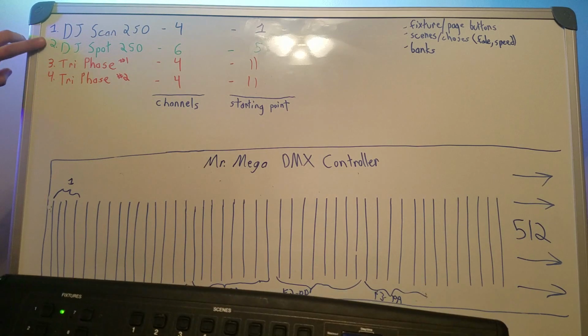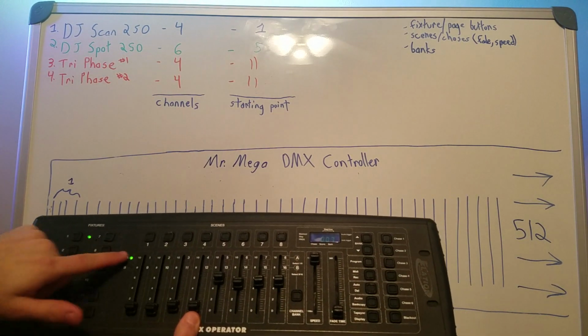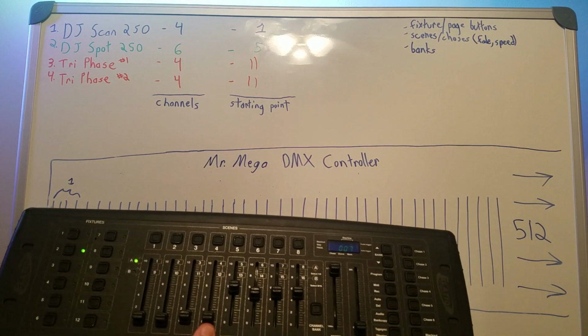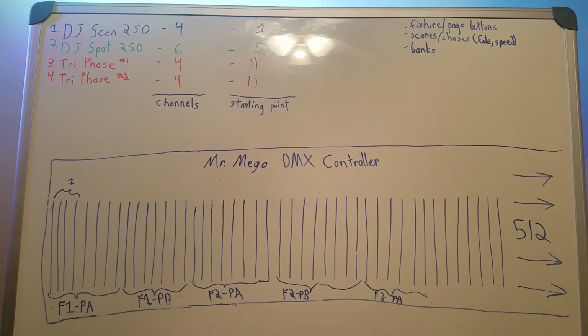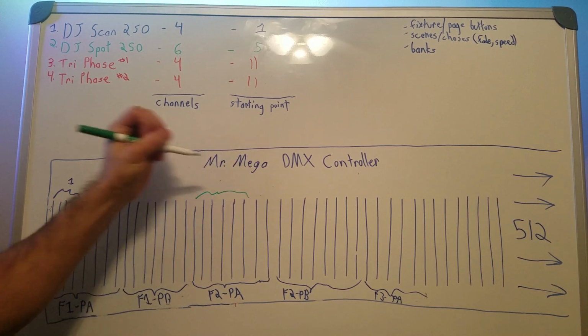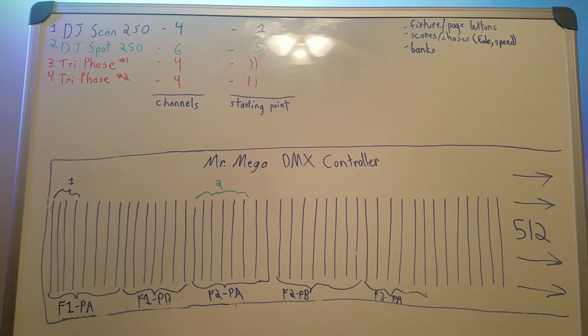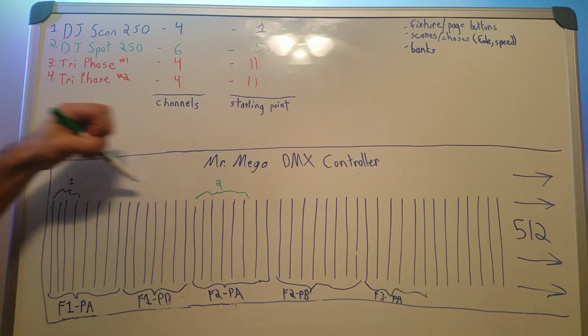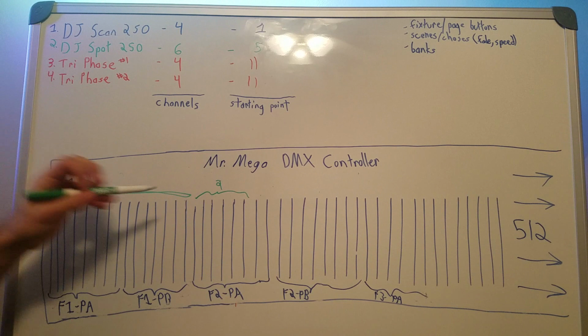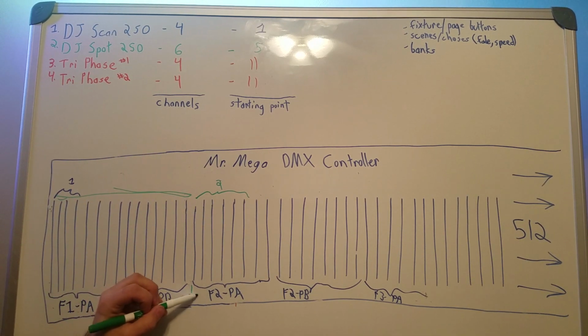So then let's say I want a DJ spot 250. I want that one to still be on page A, but I want it to be fixture 2. Well, now you got to say, okay, I want fixture 2, page A, right here. I want that to be fixture 2. How do I get it there? Well, now my starting location has to change. So I used up 8 channels for fixture 1, page A. I used up another 8 for fixture 1, page B. So now to get the fixture 2, if let's say this was 16 to go from here to here, this one is starting at 17.